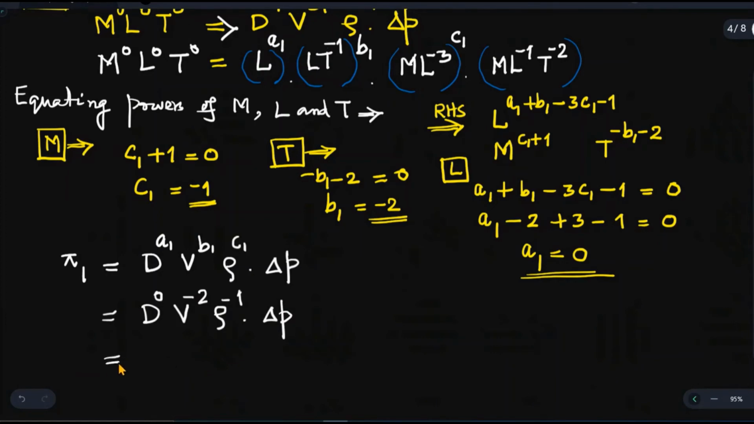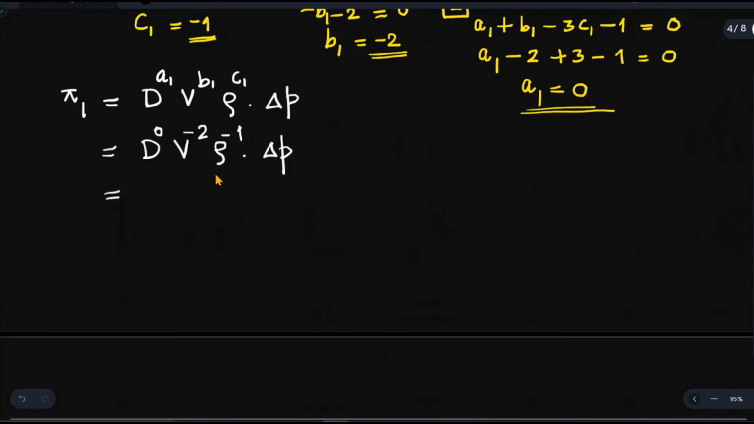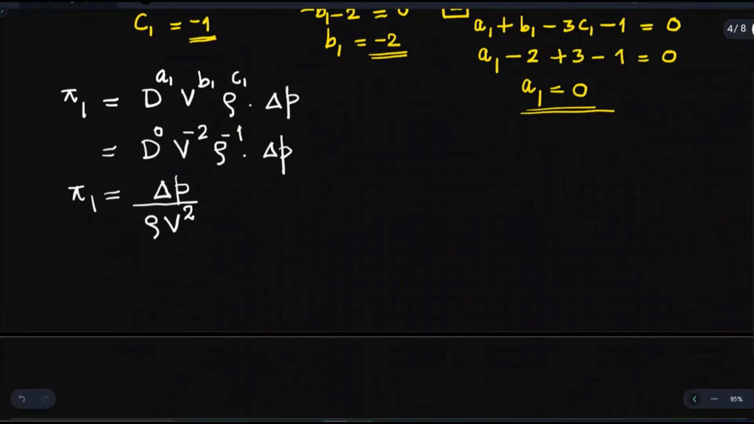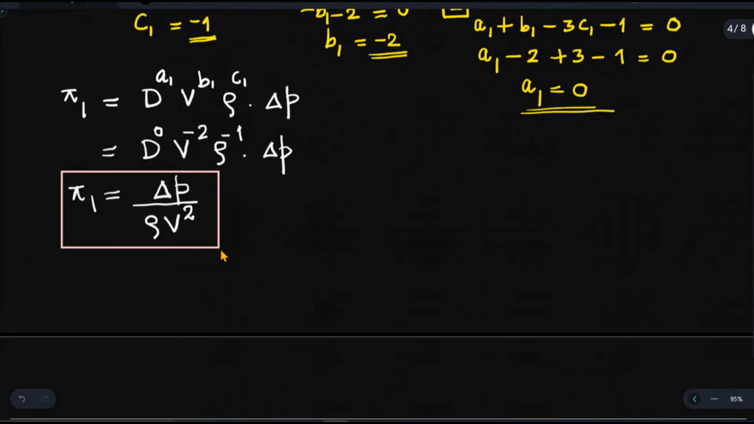Any number raised to 0 is unity. So d raised to 0 is 1, so what remains is delta p. Being the negative indices, they can be brought down to the denominator. Rho raised to minus 1, when taken to the denominator, will become rho raised to plus 1. And v raised to minus 2, when you take it to the denominator, will become v raised to plus 2. So the first pi term is obtained. It's very simple: delta p by rho v square. This is the first pi term, that's very important for us.